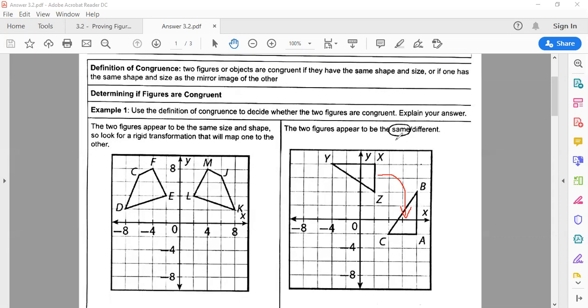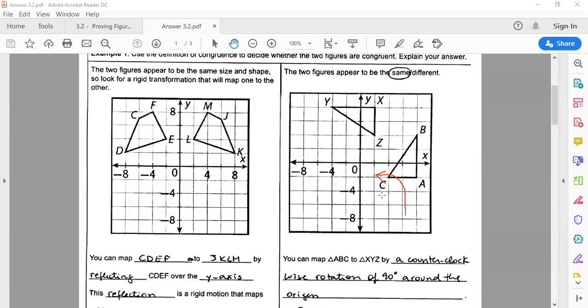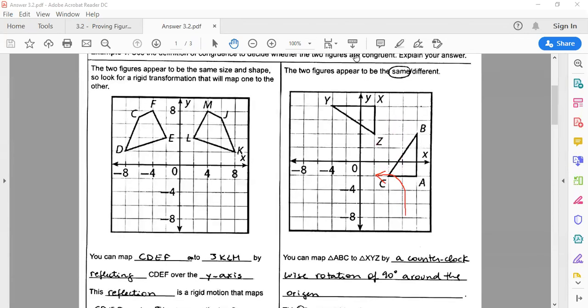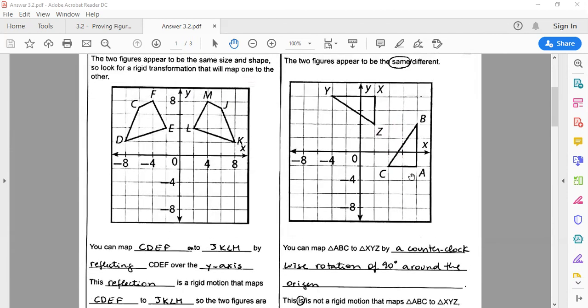In this case, we're going from triangle ABC to triangle XYZ, so we're rotating in the other direction, which is counterclockwise, and that's a 90-degree rotation. What you can do is check your points and see if the rule works. In this case, we would find that it works: point C would rotate to point Z, A would rotate to X, and B would rotate to Y.